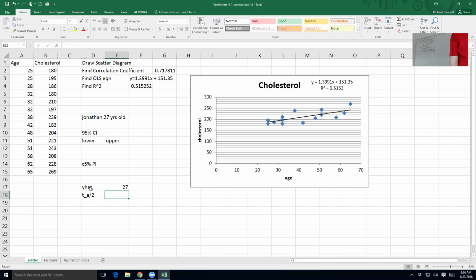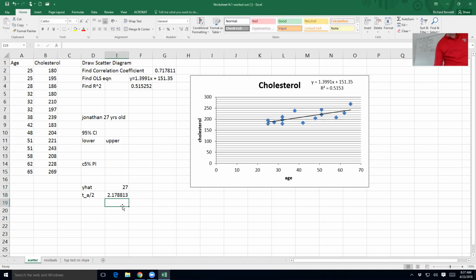We're using the computer, equals T.INV.2T, inverse two-tailed. How much do we want in the tails? 0.05. Well, 5% in the tails for 95%. Degrees of freedom? It's going to be 12. It's n minus 2, right? So it's the same as what we taught last time. 12 degrees of freedom. So my t sub alpha over 2 is that.